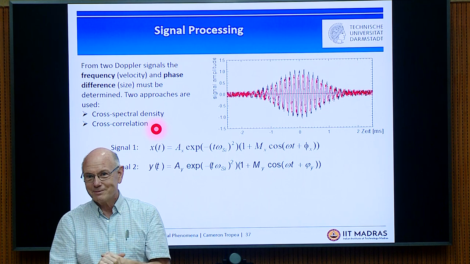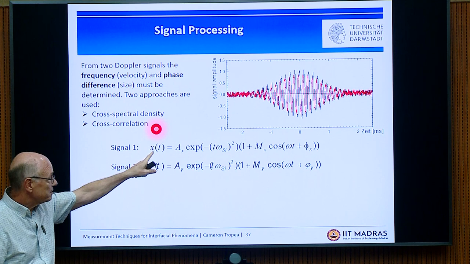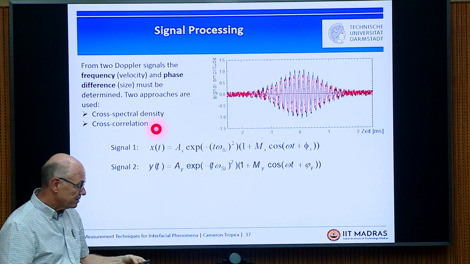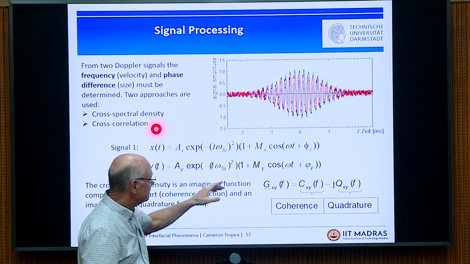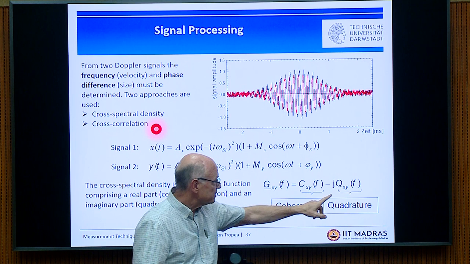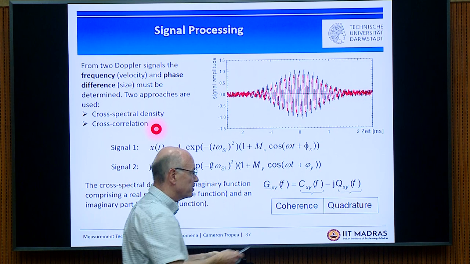So this is what we do: we typically take the Fourier transform of the x signal, the Fourier transform of the y signal, and then we do the cross-spectral density function. So it's the magnitude of the cross-spectral density, and this would be the coherence part, this is the quadrature part, and the magnitude would be the square root of that squared plus that squared.